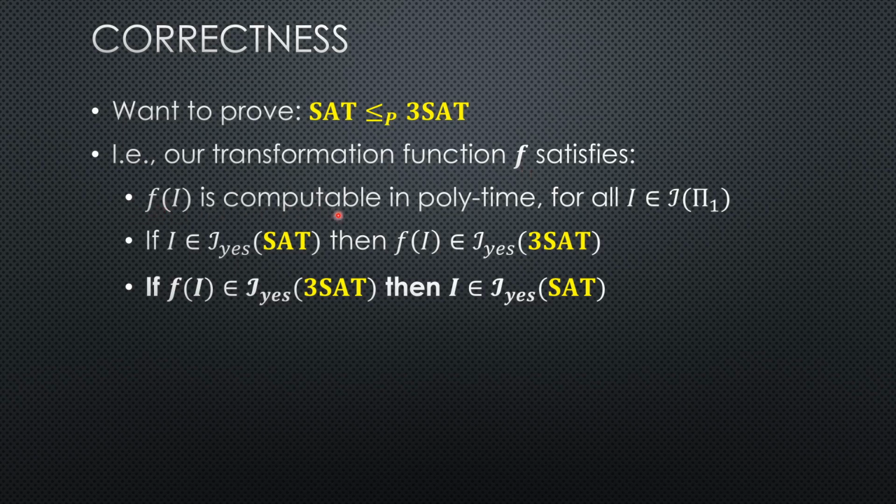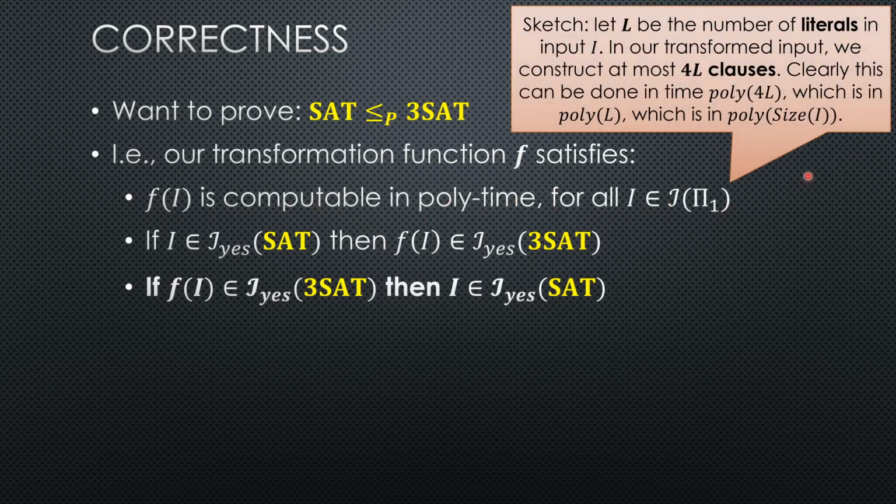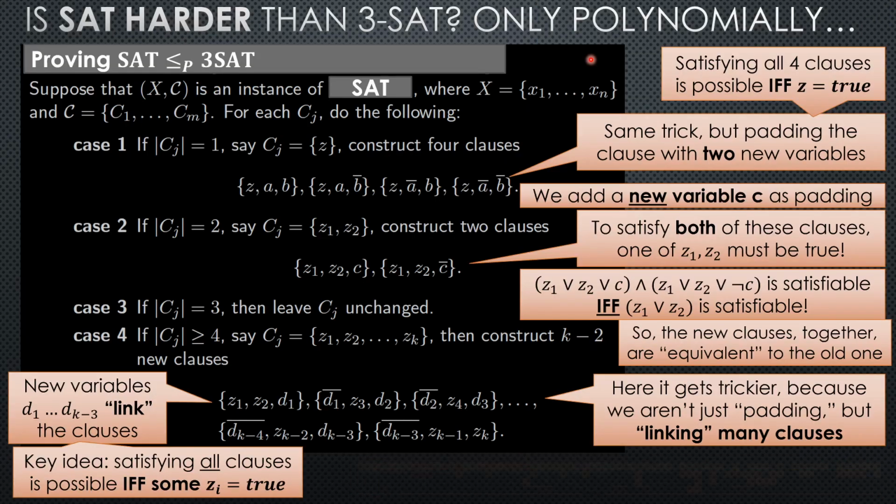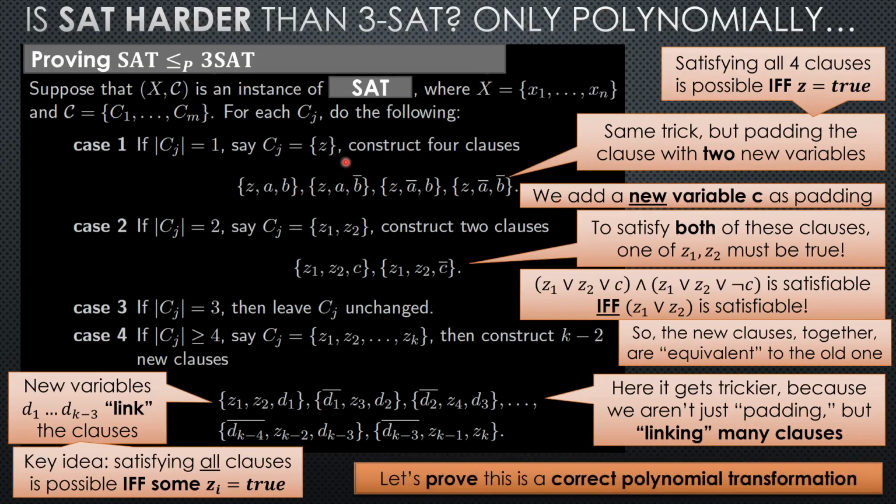So first we need to argue that that transformation function can be computed in polytime. Okay, so let's do that. I'll sketch it here. I won't do a full proof, and it's a fairly easy sketch. So let L be the number of literals in the sat instance I. Remember, the largest number of clauses that we create is, well, let's think about how many clauses we create. In case 1, we create 4 clauses from 1. We start with 1 clause in the sat instance, we create 4 in the 3-sat instance.